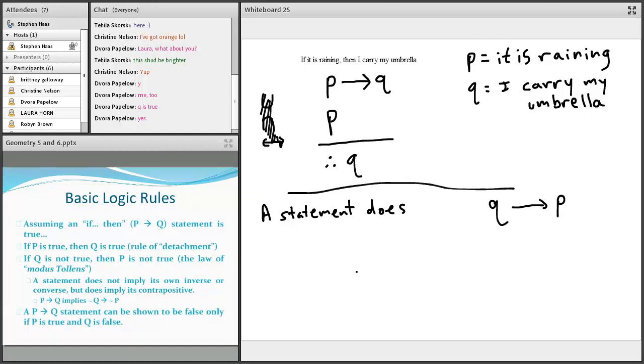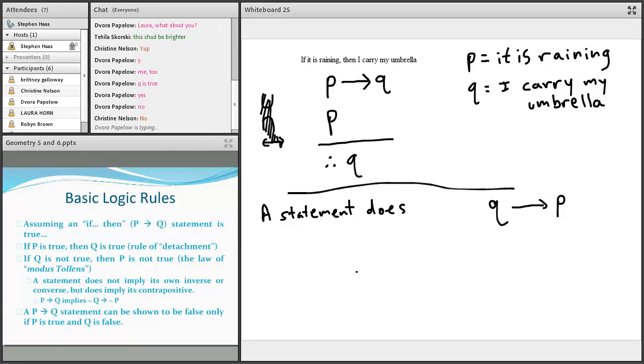For example, back to my statement, if it's raining then I carry my umbrella. Does it have to be true by definition that if I carry my umbrella it must be raining? Based on the P then Q statement, based on the fact that if it's raining I carry my umbrella, does that imply that if I carry my umbrella, then it's raining? The answer, as Devore says, is no.